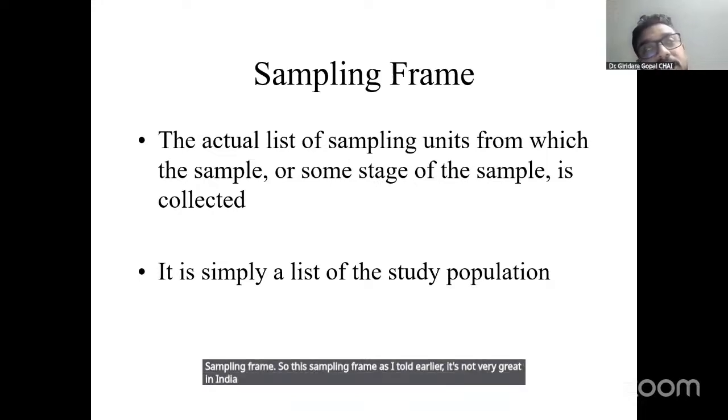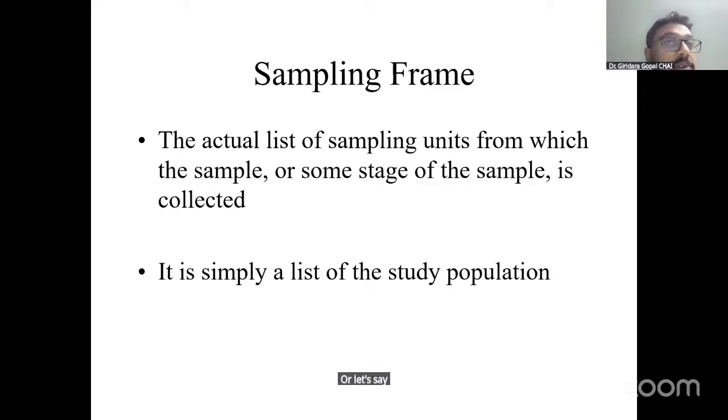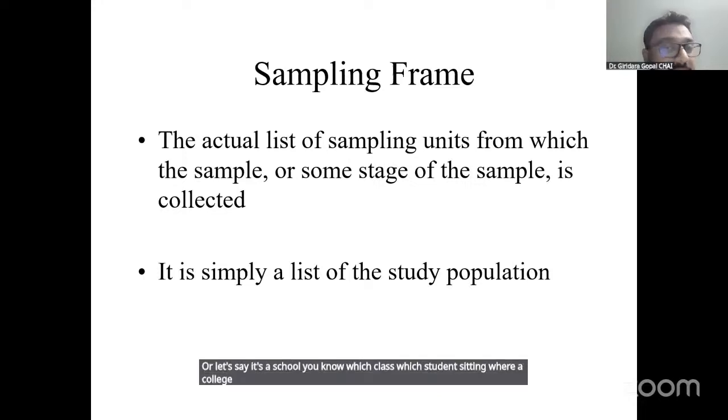Ideally, you should have the list of all individuals, all households, and everyone listed, and that is a sampling frame. But as I said, if it is a gated community, or an admitted hospital at a point in time, or let's say it's a school, which class, which student sitting where, a college, it's easier. But otherwise, mostly if you go to a village, I'm dead sure you won't have door numbers.